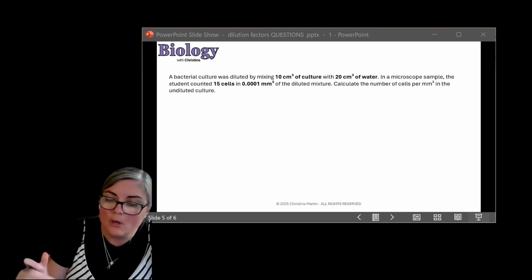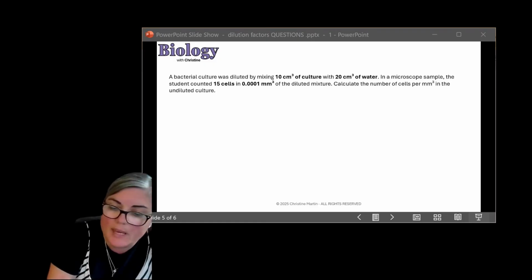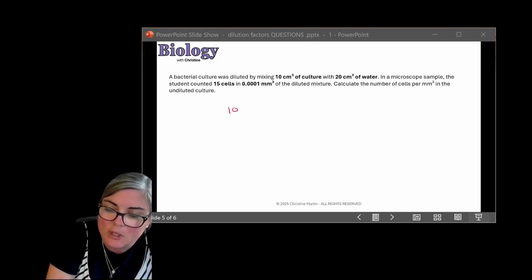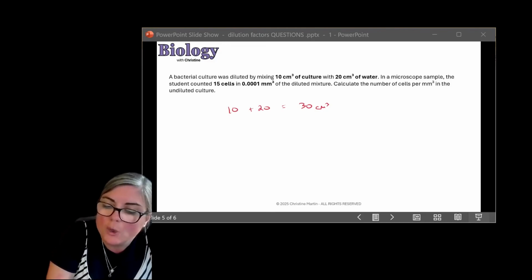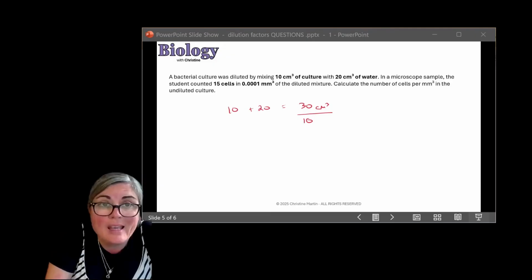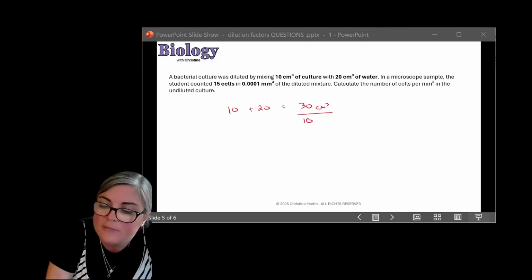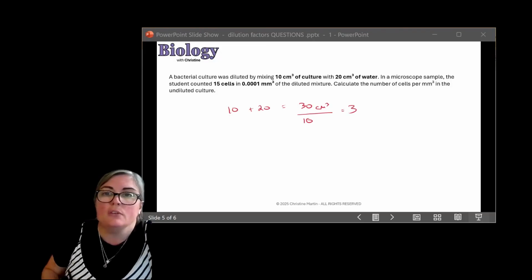So what have we got? This one, we have 10 centimeters cubed plus 20 centimeters cubed equals 30 centimeters cubed. Then we are going to divide that by our original, which was 10. That was how much we took. That was the sample that was taken, 10. And that will give us a dilution factor of 3. So we have this dilution factor of 3.